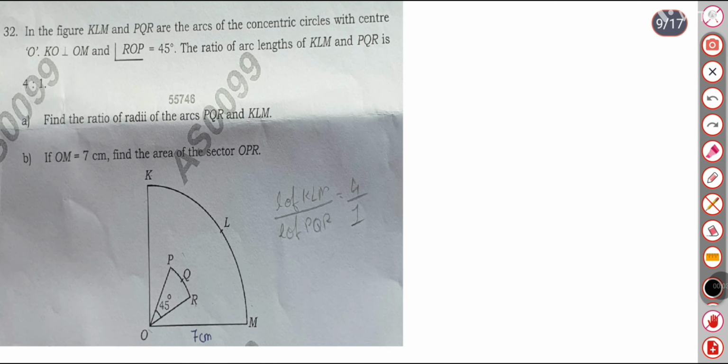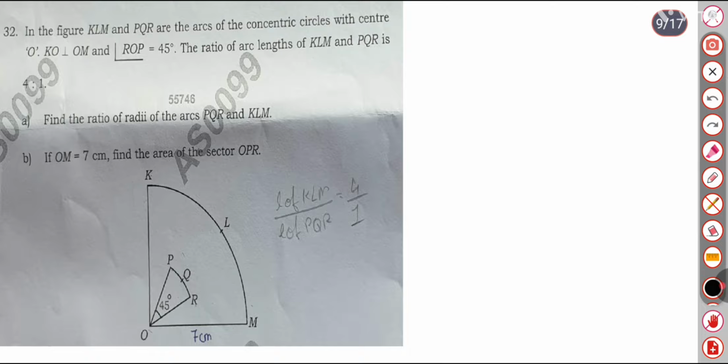Next, question number 32. In the figure, KLM and PQR are the arcs of the concentric circles with center O. Here, KO is perpendicular to OM, and angle ROP equals 25 degrees. The ratio of arc lengths of KLM and PQR is 4 is to 1. Now what do we have to find out? The ratio is already given, that is 4 is to 1. We have to find the ratio of radii of the arcs PQR and KLM.